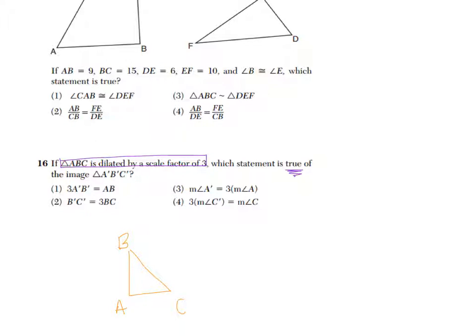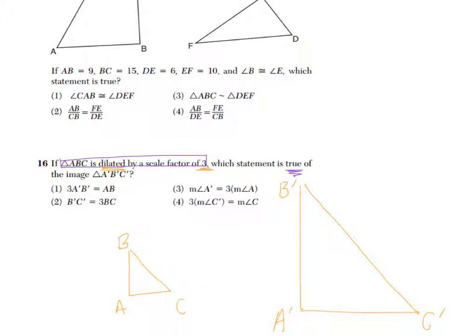And if my triangle is being dilated, I know that that means it's going to grow or shrink. And since my scale factor is 3, that means my shape is going to become 3 times larger. So this obviously isn't to scale, but you get the visual. A prime, B prime, and C prime. So with this visual in place, I'm going to simply read through my choices and figure out which one is the only one that's actually true.